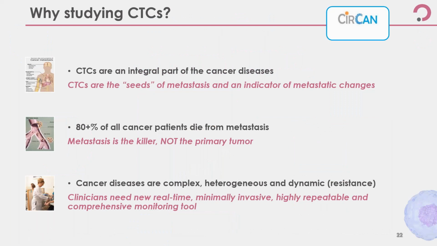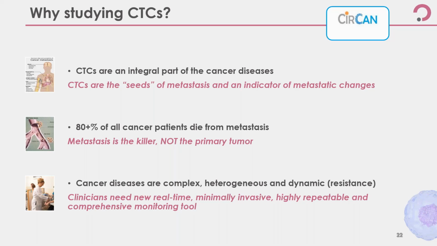But first of all, I would like to tell you a few things about the importance of studying circulating tumor cells. As you might know, circulating tumor cells are an integral part of the cancer disease. They are considered to be the seeds of the metastasis, so they are a very good indicator of metastatic changes. And you probably all know that in cancer patients, typically the primary tumor is not the killer, but the metastasis is. And nowadays, the cancer diseases are very complex and heterogeneous and dynamic, so it's very important that clinicians are provided with a new real-time, minimally invasive and highly repeatable and comprehensive monitoring tool. And we hope that the use of these circulating tumor cells will answer this need.